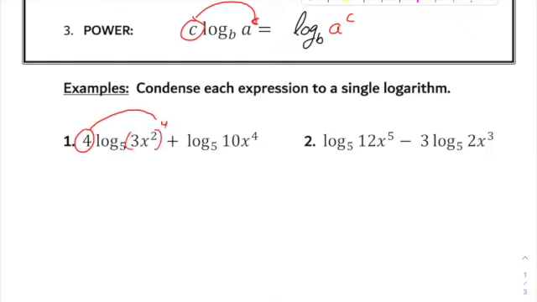Now just be careful here. I'm going to try to not do too much, since I'm trying to show this step by step, that you have to raise not just the x squared, you have to raise the entire argument, 3x squared, to the 4th power. So 3 to the 4th power is 81, and x squared to the 4th power is x to the 8th, right? Power to a power, you multiply those exponents. Now the other log already has a coefficient of 1, so we'll just leave that as is. And now we can add these two logs together by using our addition property.